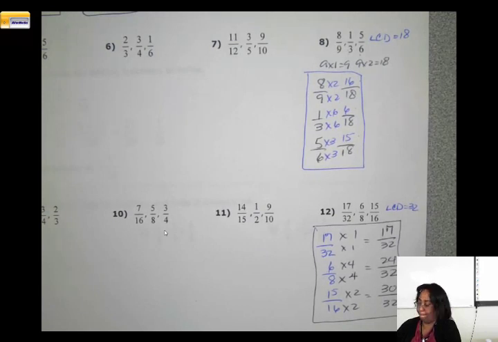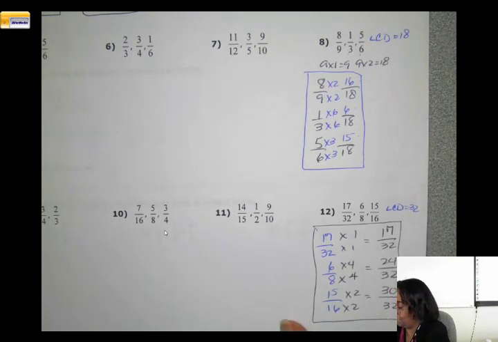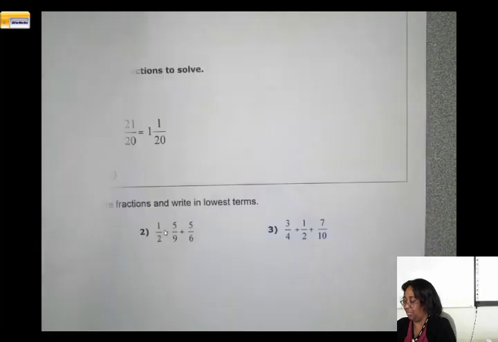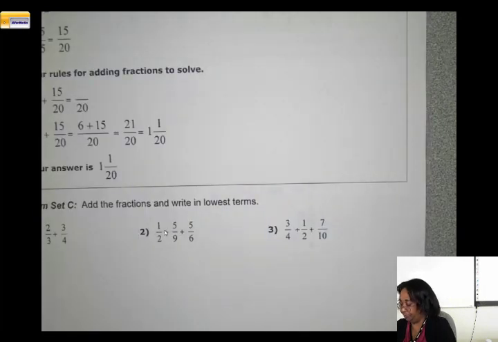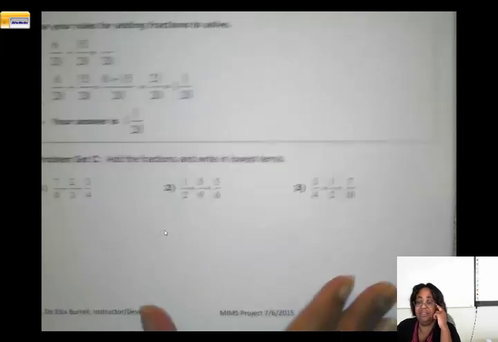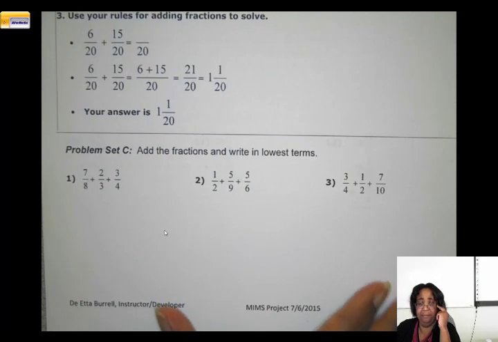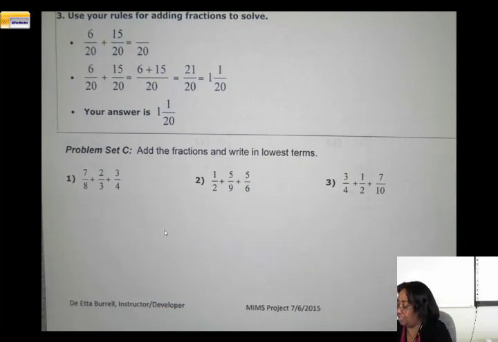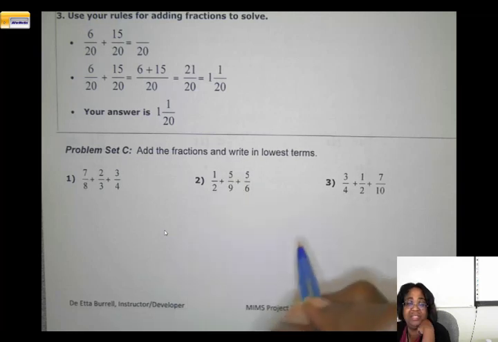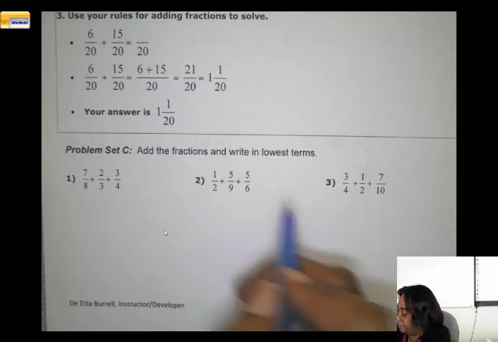Okay? You guys finish the rest of the ones that we did not do together. On the bottom of page 6, we have addition of fractions where the denominators are not the same. So let's do a couple of these. What's the LCD on number 1?